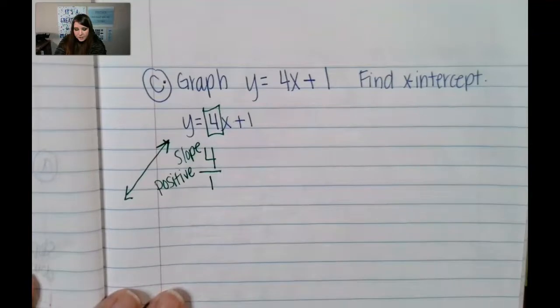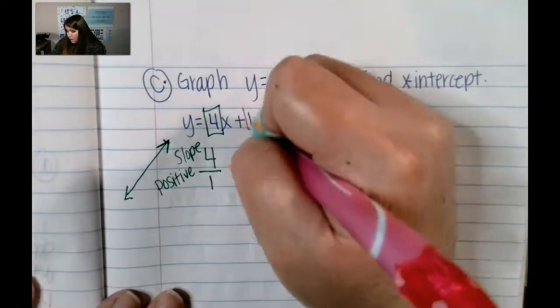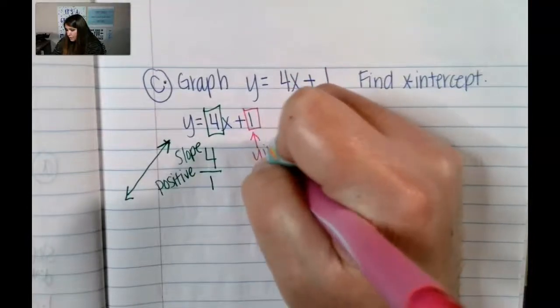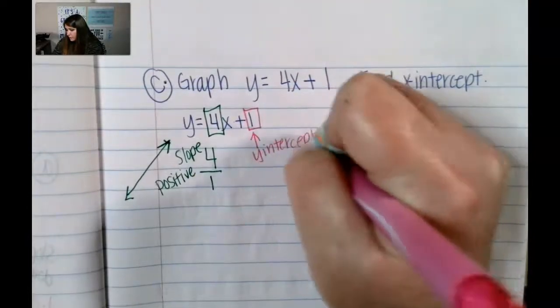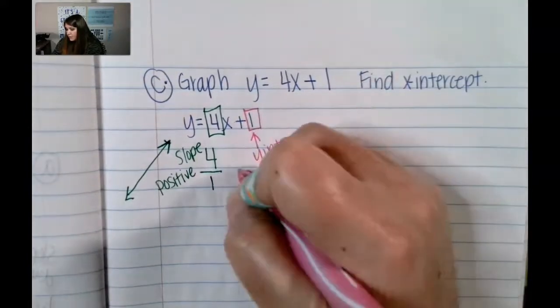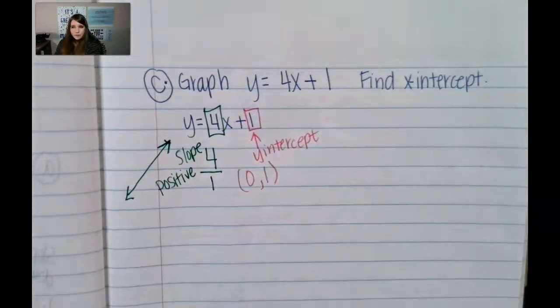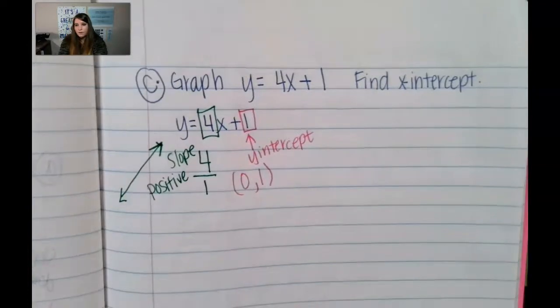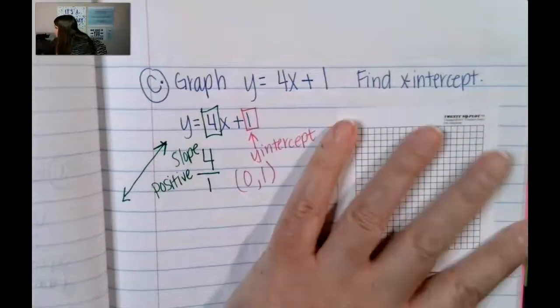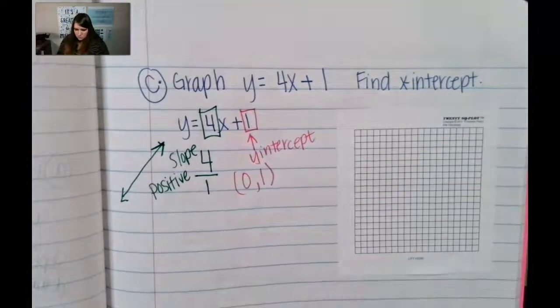My y-intercept is at positive 1. So here's my y-intercept. That means my y-intercept is 1, my x is 0. So now I am ready to graph for the x-intercept. Where is this line going to cross the x-axis? Let's try using this.